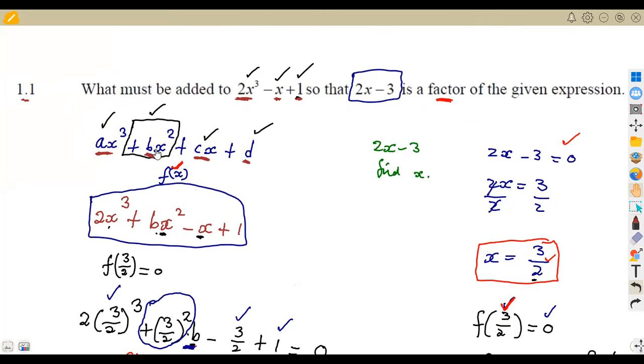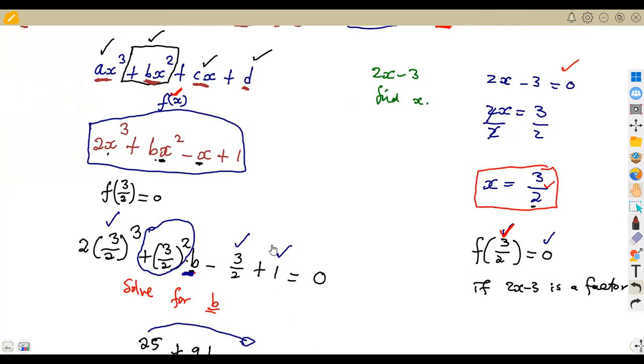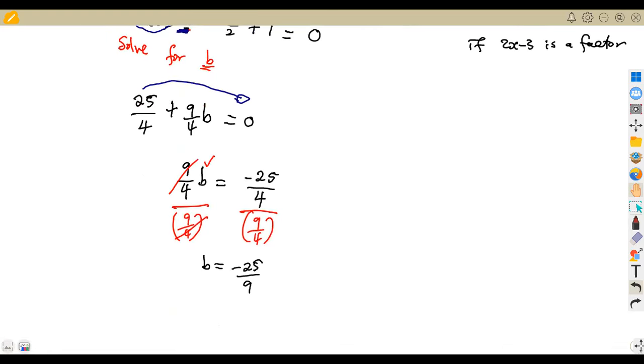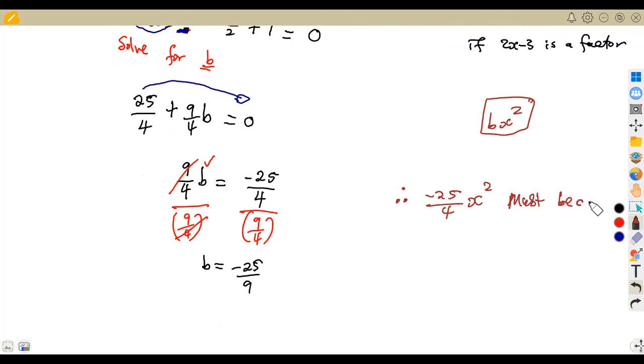We are supposed to add this one, bx squared. So we found the value of b, which is what? Negative 25 over 9. So therefore, negative 25 over 9x squared, because it was bx squared. So we've got our b and x squared. Therefore, this is the part that must be added. Are we seeing?